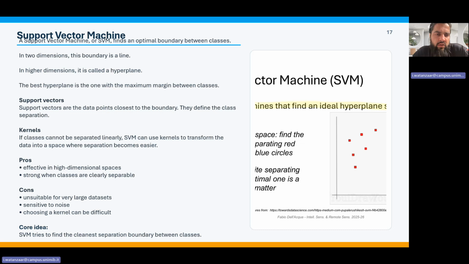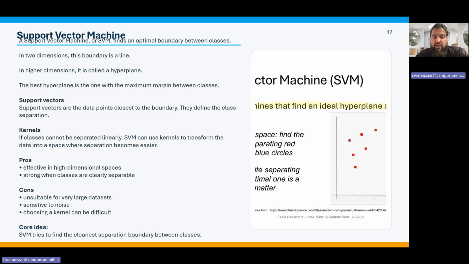The cons: it is unsuitable for very large data sets. As the data set increases, the kernel rules become harder. In the kernel we discussed that if classes cannot be separated linearly, SVM can use a kernel, or a window, to transform the data into a space where separation becomes possible. In the case of a large data set with high-dimensional spaces and non-linearity, SVM will try to put them into a space and use the kernel to transform them to make separation easier. That's why it's really difficult. It is also sensitive to noise, and choosing a kernel can be difficult. I already explained the kernel selection.